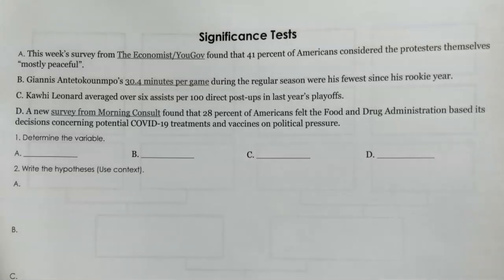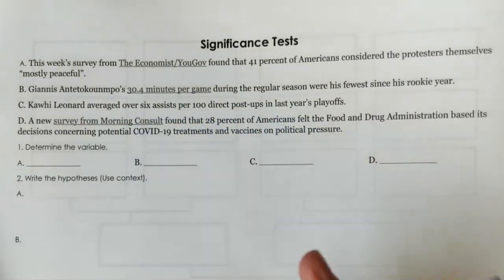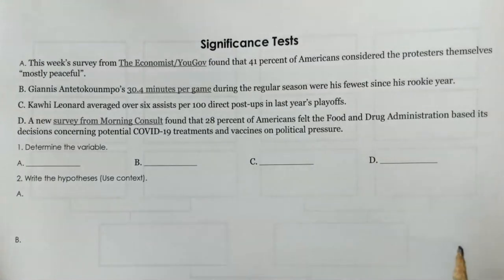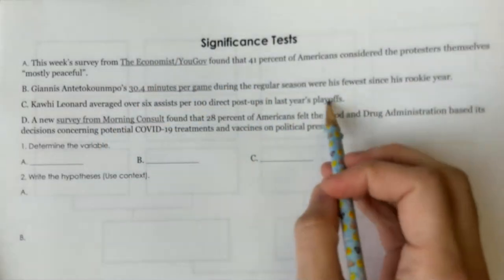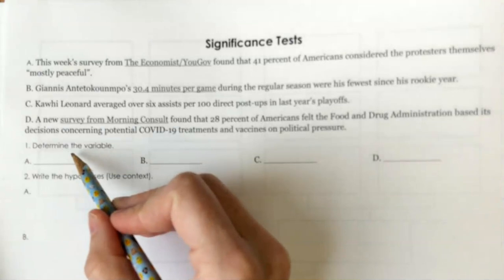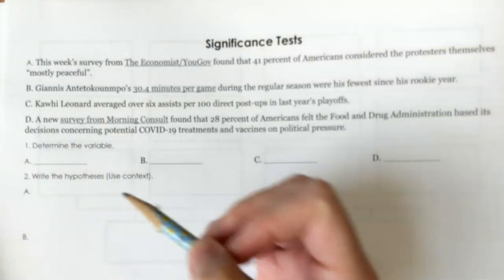This Edpuzzle video is just finishing the rest of the Unit 0 study guide. So this is the next page in it, so go ahead and flip to the next page, significance tests. I have 4 different articles listed, or when I say articles, I mean quotes from articles that have statistics in them. The first thing we're going to do is determine the variable, and the second thing we're going to do is write the hypothesis using context.